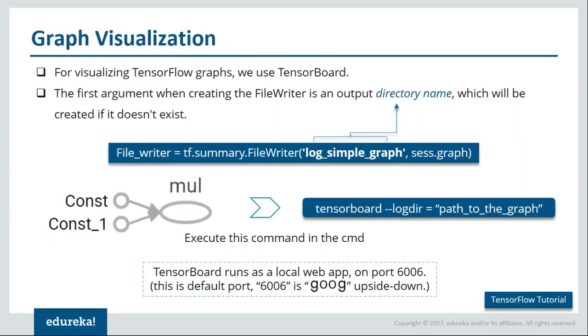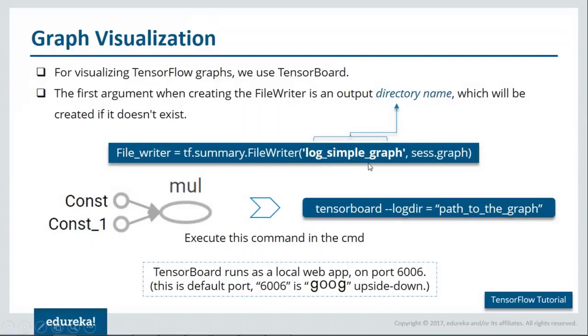For that, we need to first create an object of the class for writing summaries. One such class is called FileWriter. It has two arguments. The first argument is the path of the directory where we want the information to be stored. That will be used by TensorBoard in order to build the graph. After that, we need to run this particular command in the command line, and we'll see that TensorBoard will run as a local web app on port 6006.